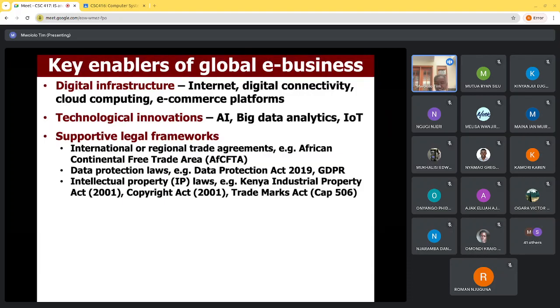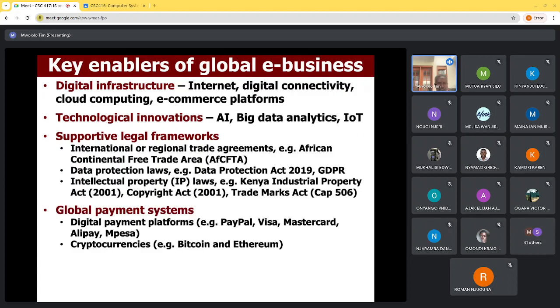Intellectual property is important. In Kenya, we have a number of intellectual property laws, the Industrial Property Act, the Copyright Act, Trademarks Act. All those are legislations around intellectual property. So when you're doing your business globally, you need to make sure that you're compliant to all these legal frameworks because they support business across the globe.